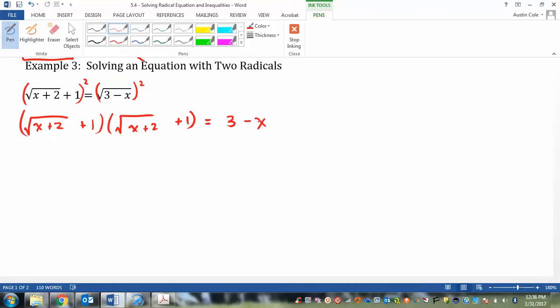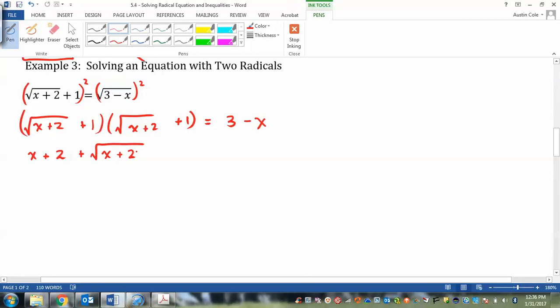Now, we need to FOIL on the left-hand side. We're going to treat square root of x plus 2 as one thing. So when I FOIL, I'm going to take square root of x plus 2 times the square root of x plus 2. What's that? That's x plus 2, right? You take a square root of anything times itself, and you get whatever's inside. Square root of x plus 2 times 1 is just the square root of x plus 2.